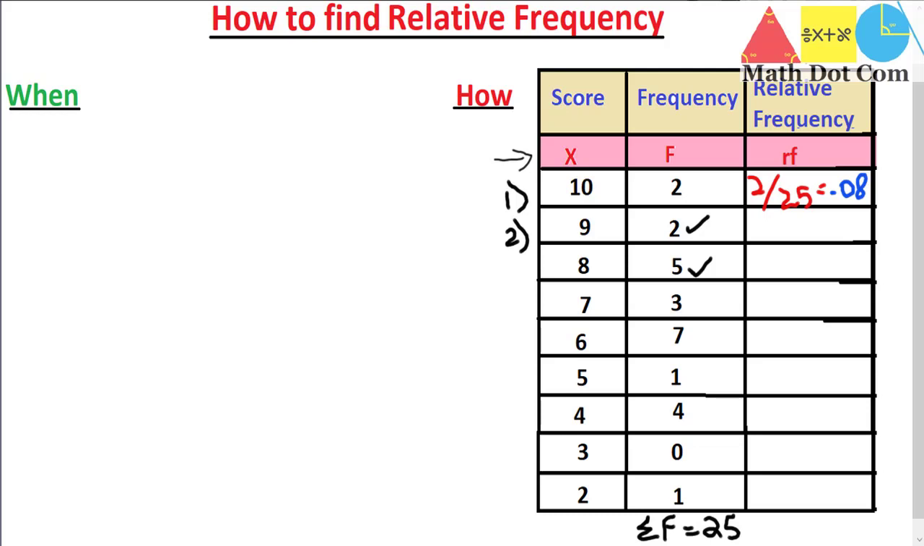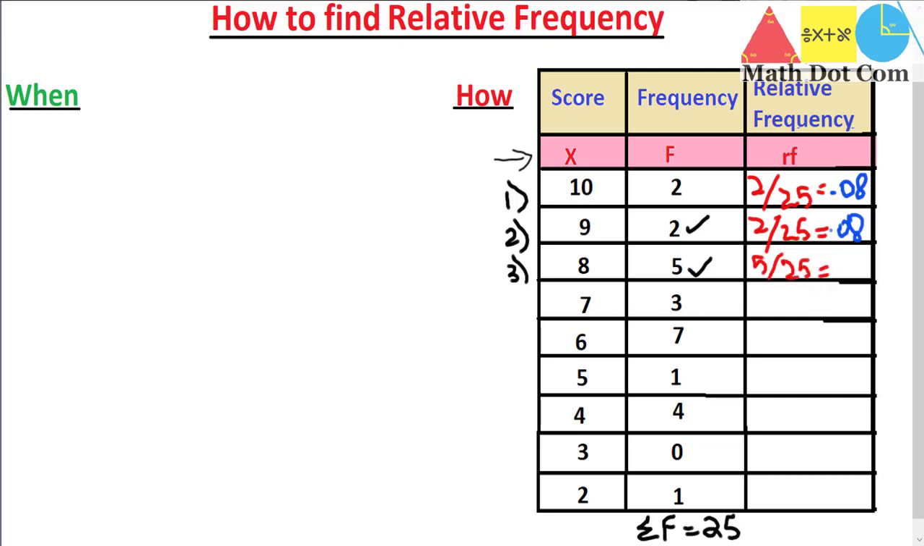Then we have to move to the next row, that is row number 2, that is the score of 9 and the frequency of 2. Again we have to write 2 divided by 25. Again it's the same, that is 0.08. Then in the next row, we have the third row, a score of 8 and the frequency of 5. Again we have to divide this frequency, that is 5, by the total frequency, that is 25.